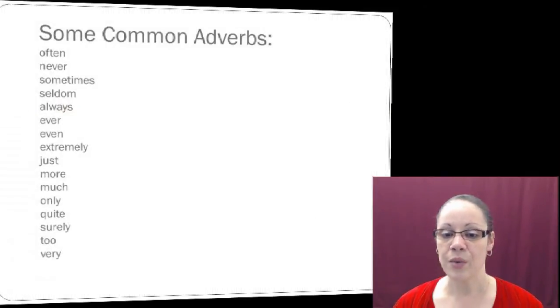Now, I do want to give you a list of some common adverbs that you can become aware of, so that when you see them in a word group or a sentence, you're able to identify and say, oh, here's an adverb. So we start with the word often, and we end with the word very. So again, familiarize yourself with these common adverbs so that you're able to identify them in sentences or word groups.